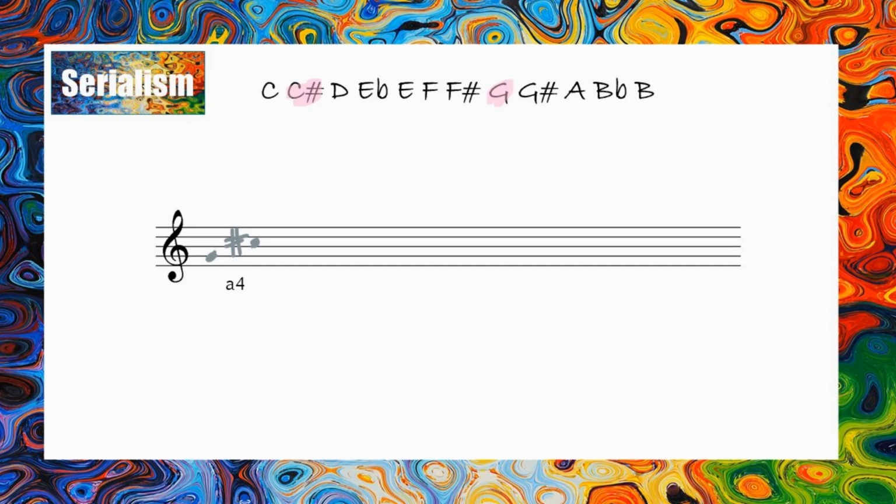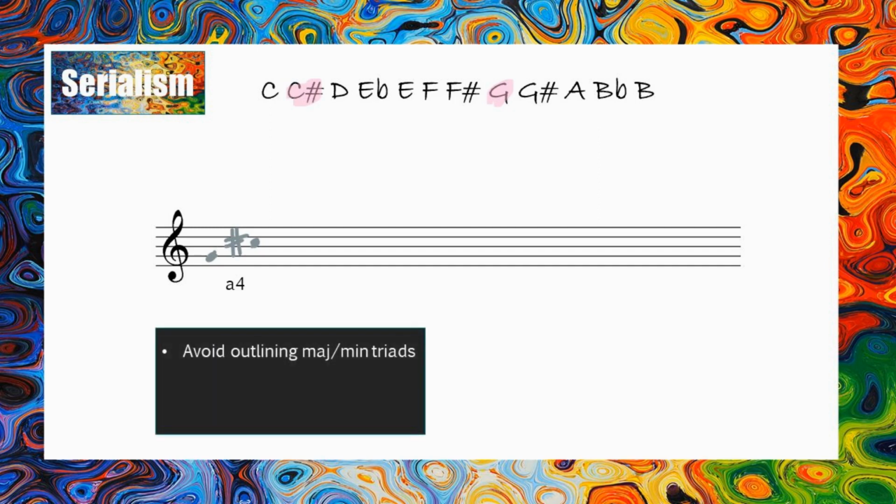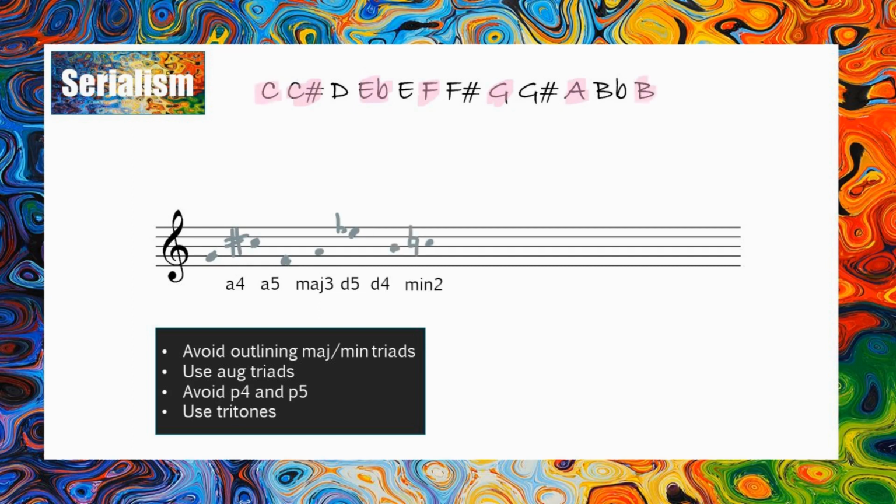Remember, you generally need to avoid outlining major or minor triads. Aim for outlined augmented triads. Avoid perfect fourths and perfect fifths, and try to include tritones. With each note that you add into the row, you need to repeat the same process. By using tritones and augmented triads and avoiding perfect intervals, you will automatically avoid being centred for too long within any particular tonal key.